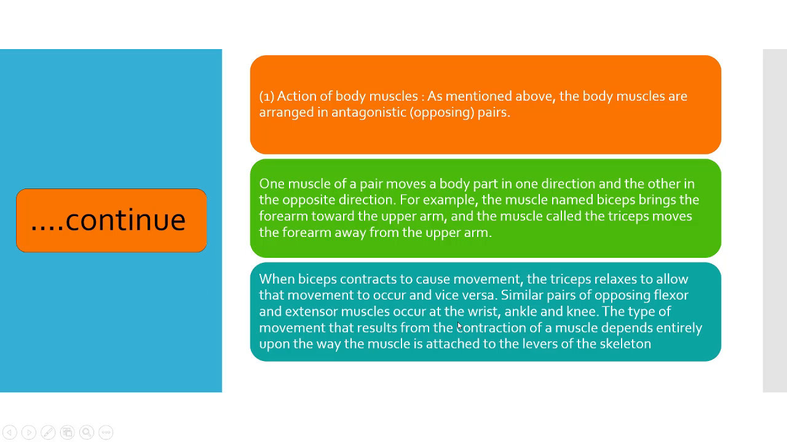Action of body muscles. As mentioned above, the body muscles are arranged in antagonistic or opposing pairs. One muscle of a pair moves a body part in one direction and the other in the opposite direction. For example, the muscle named biceps brings the forearm towards the upper arm, and the muscle called triceps moves the forearm away from the upper arm.